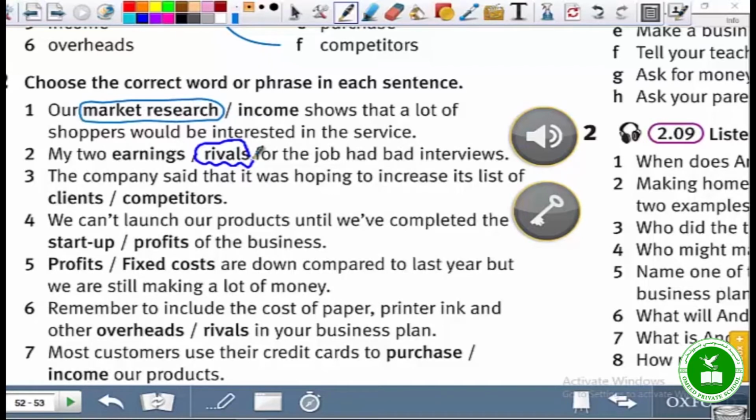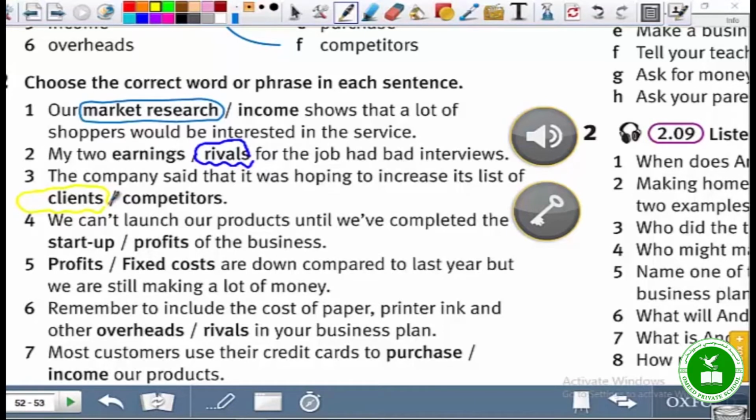Let's look at number 3. Which one is correct? Clients or competitors? Let's read it together. The company said that it was hoping to increase its list of competitors or clients. Of course, the company wants to increase what? Its list of clients, not competitors. Clients means customers. Clients is the correct answer.